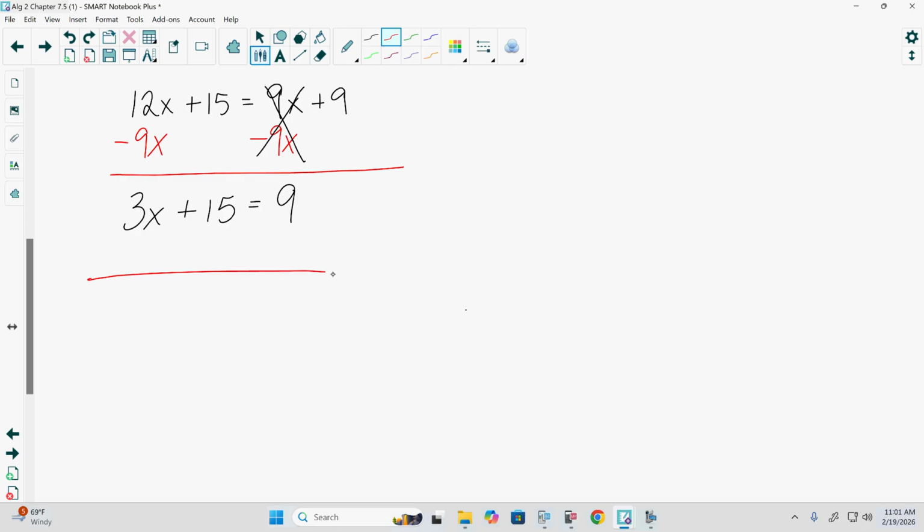So what would we want to move next? Well, the 15, because the x's are already together. And since 15 is positive, we want to do the opposite operation. Instead of it being positive, we want negative, so we will subtract. Because 15 minus 15 is 0, leaving the only term on the left-hand side to be 3x. 9 minus 15 is? Negative 6.